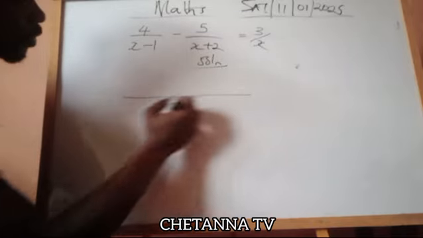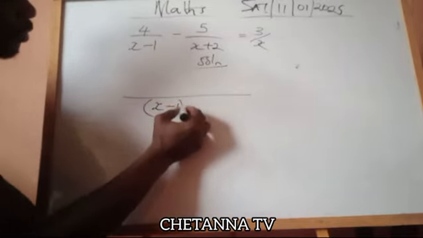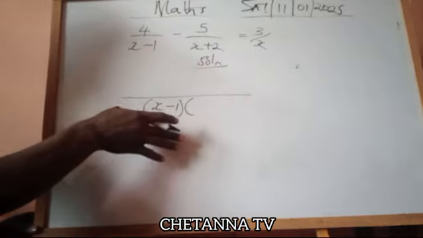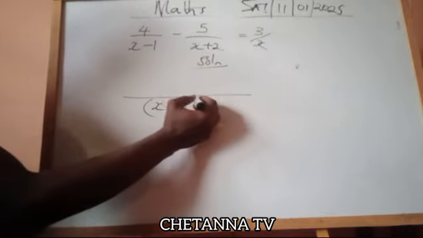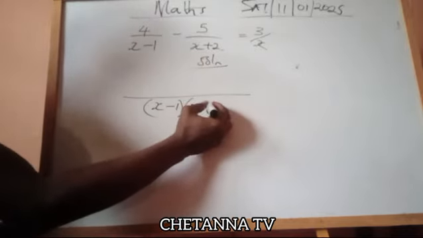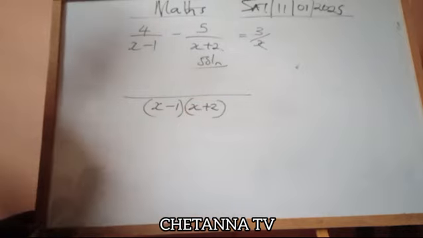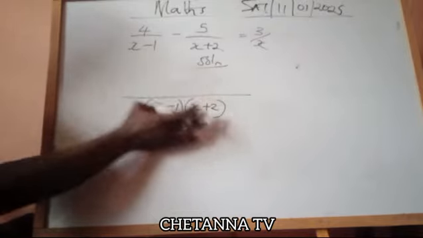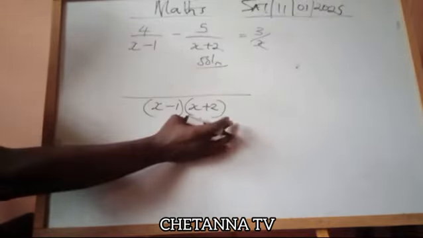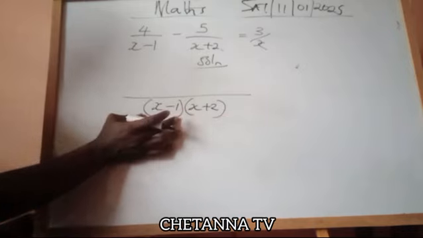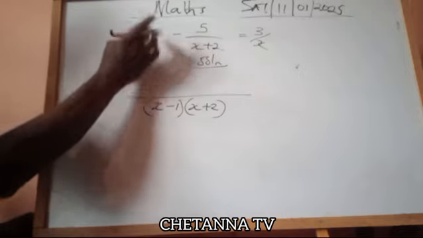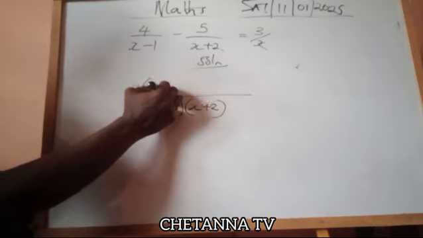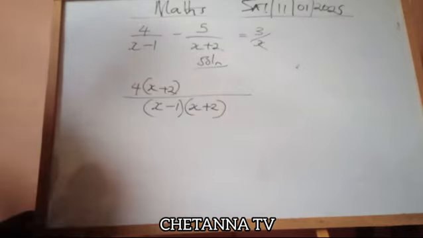We have x minus 1. LCM is, hope you understand what I'm doing. So the LCM of this and this is what? x minus 1 times x plus 2. So we'll start dividing. This divided by x minus 1, with this will remain because this will cancel this. So we now use this to multiply 4. We have 4 times x plus what? 2.